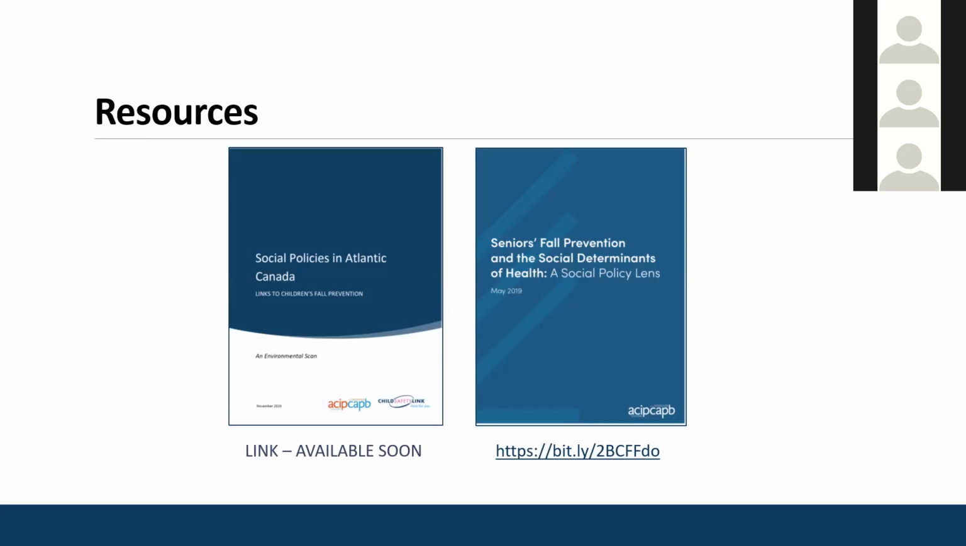Just a couple of images there of the two documents we've been discussing or referenced earlier in our introduction. So the Social Policy in Atlantic Canada, the link to children's fall prevention document that we're speaking to, what it looks like, and there will be a link available soon. We just encountered a little glitch with posting that, so that will follow, along with information on how you can access that and print a copy for yourselves as well. But in the meantime, the Seniors Fall Prevention and Social Determinants of Health Social Policy Lens document is available at the link attached there.